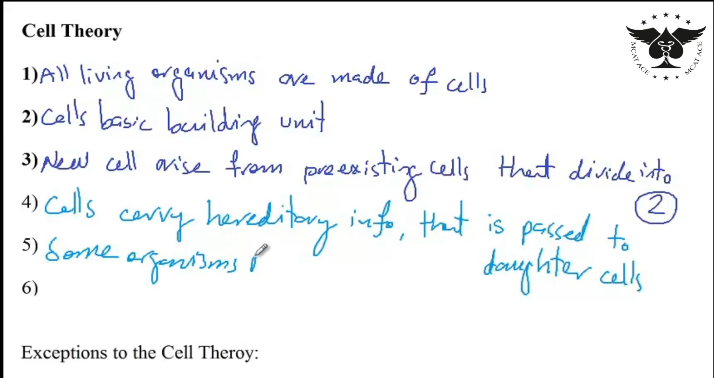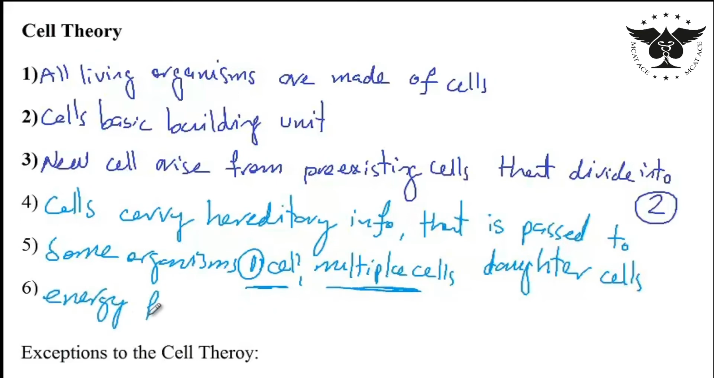The next point is that some organisms are made of only one cell, while others are made of multiple cells. So these are unicellular versus multicellular organisms. And then finally, modern cell theory states that there is energy flow within cells. In other words, there is metabolism that is happening inside cells.